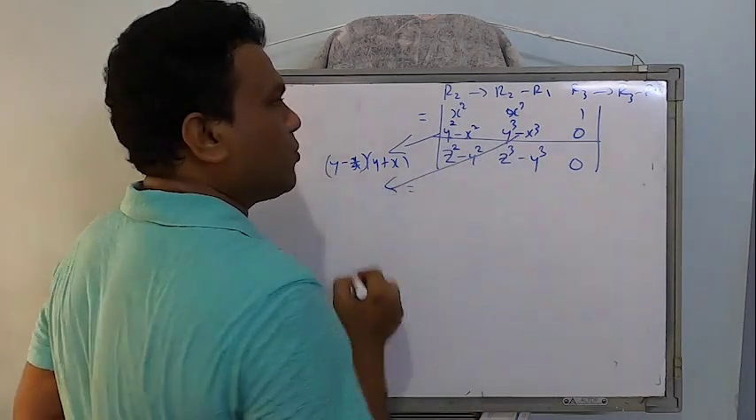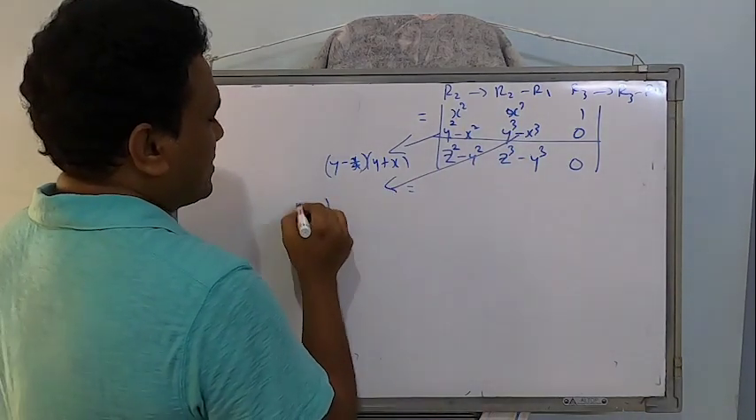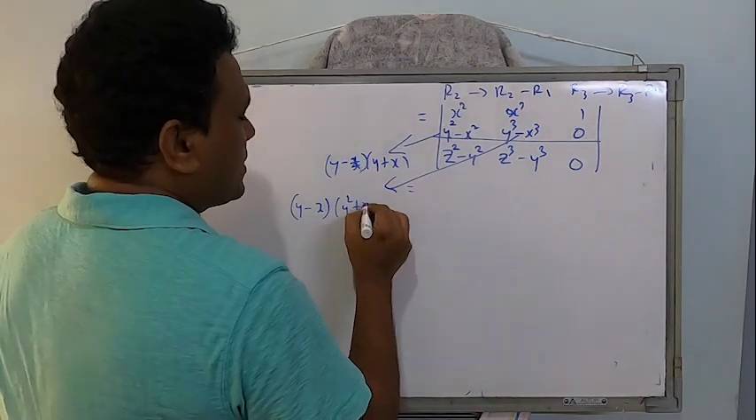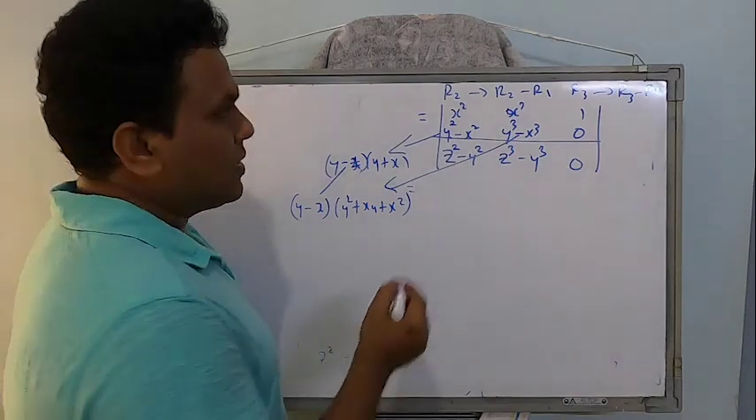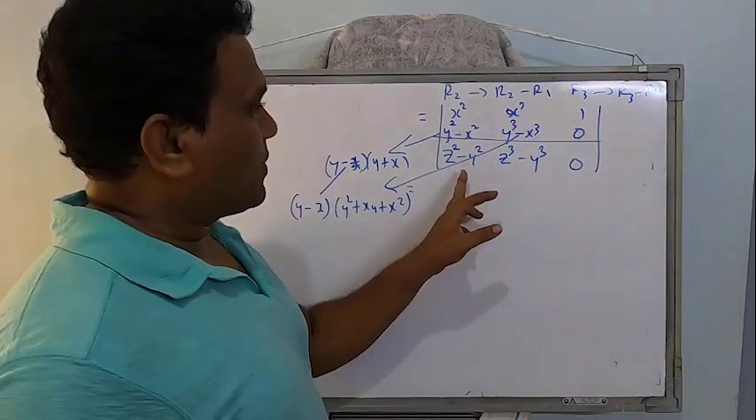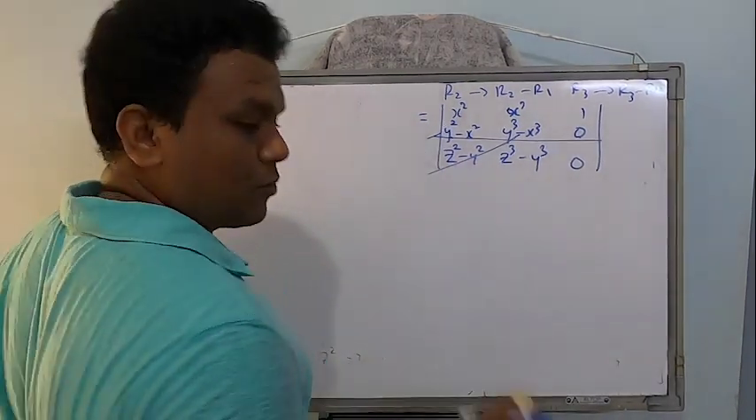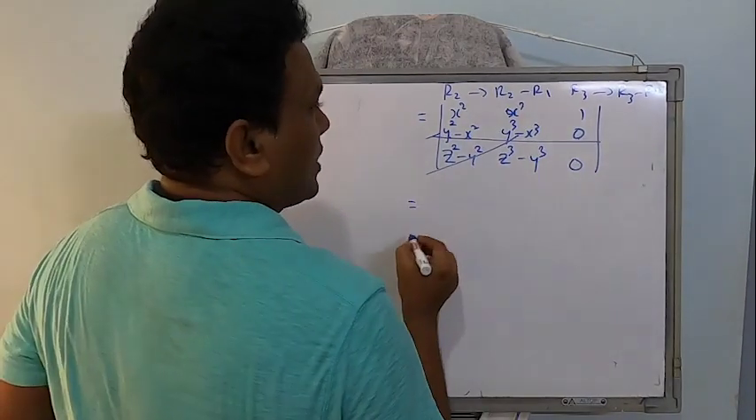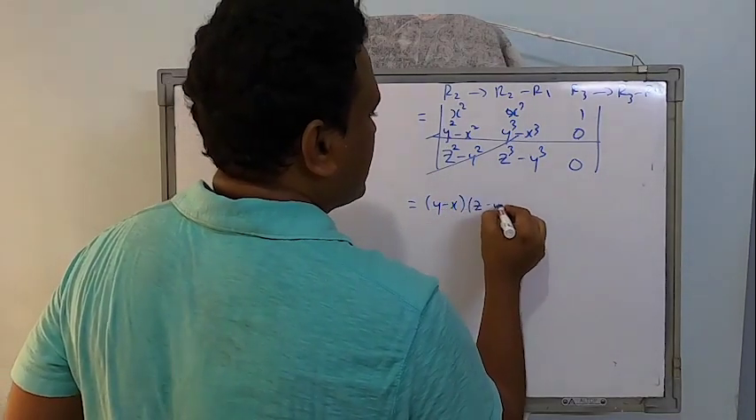At the same time, y cube minus x cube. Use the formula of a cube minus b cube: y minus x multiplied by y square plus xy plus x square. Now that means y minus x is common from the second row. Similarly, from the next row, z minus y is common. I will take out the common element and keep it outside. So I can just take out y minus x multiplied by z minus y.